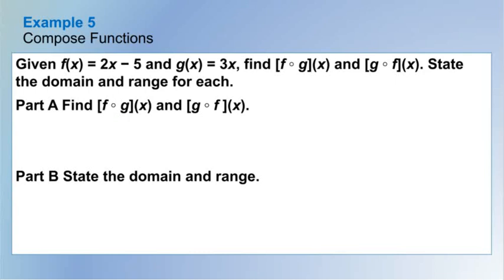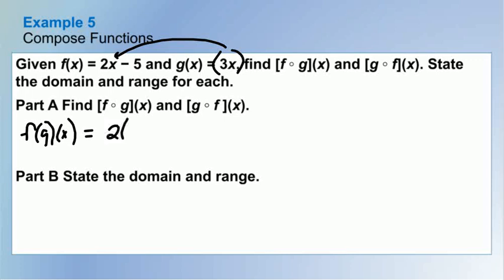So what I need to do for finding f of g of x, I'm going to have f of g of x. So I have to put 3x in for the x of f of x. So this would be f of g of x would equal 2 times 3x, and then I'm going to subtract 5, which is going to give us 6x minus 5.